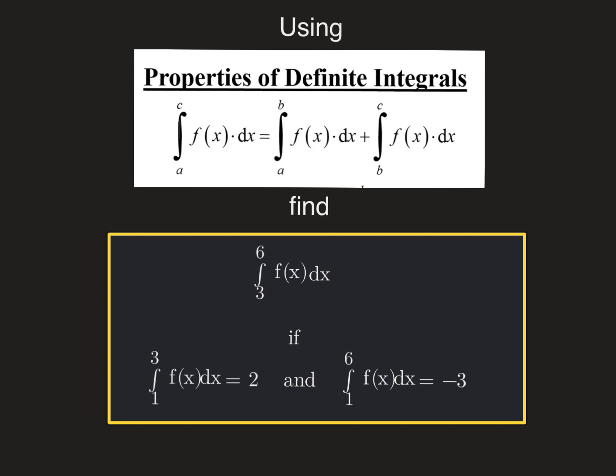To solve the problem in the yellow text box, we need to use the properties of definite integrals. The property that we're going to be using here is the additive property. This term here represents an area between the function and the lower x-axis. We call it a definite integral because there are lower and upper limits for this area here.